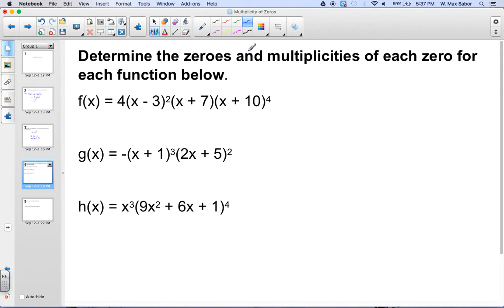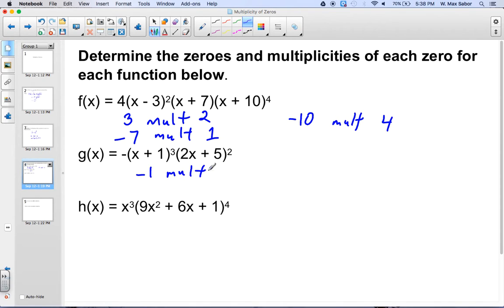So let's find the zeros and multiplicities for each of these functions. Here we have 3 is the zero, with multiplicity 2. Here we have, let's see, x plus 7 means negative 7, with a multiplicity of 1 because there's no exponent. That's the same thing as raising it to the first power. And negative 10 has a multiplicity of, based on that exponent, 4. Simple enough. Here, the coefficient doesn't matter. We'll just say that negative 1 has a multiplicity of 3. And 5 has a multiplicity of 2.